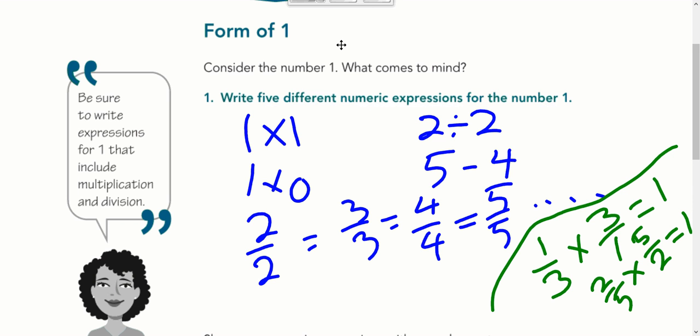Welcome to this video on one-step multiplication and division equations. Today we're going to review how to solve addition equations. We're also going to get into multiplication and division equations.